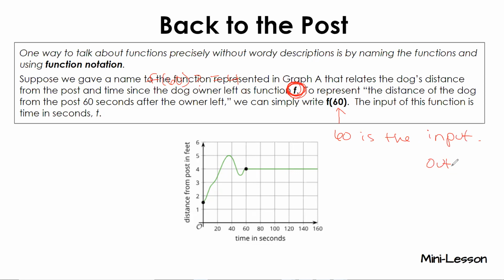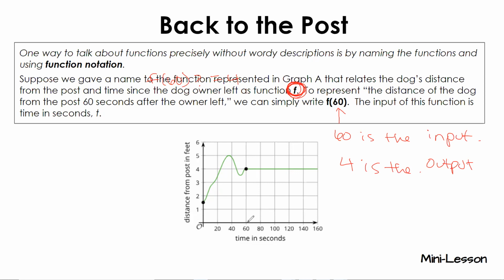The output is what you told me that it is. 4 is the output. Those are 2 words that you need to know. Input is what is inside of the parentheses. Output is what you produce.